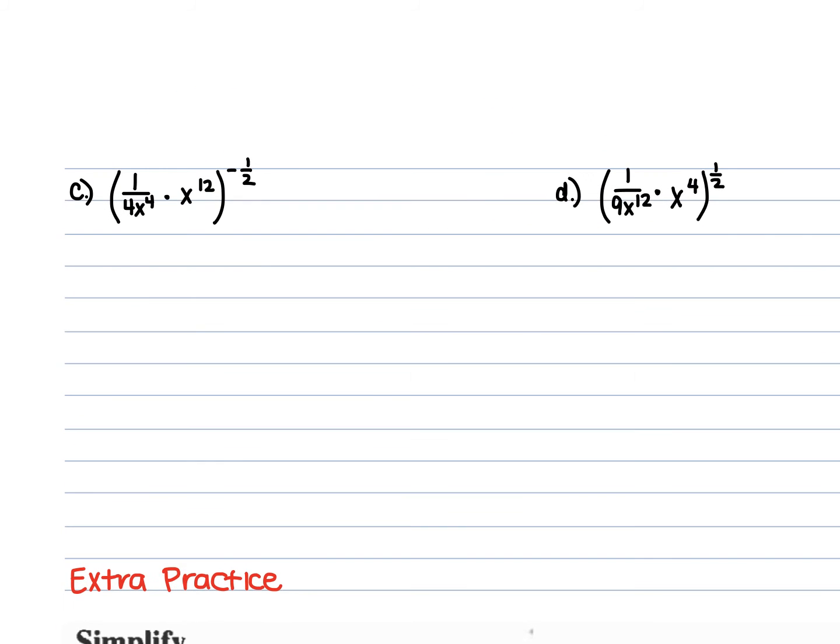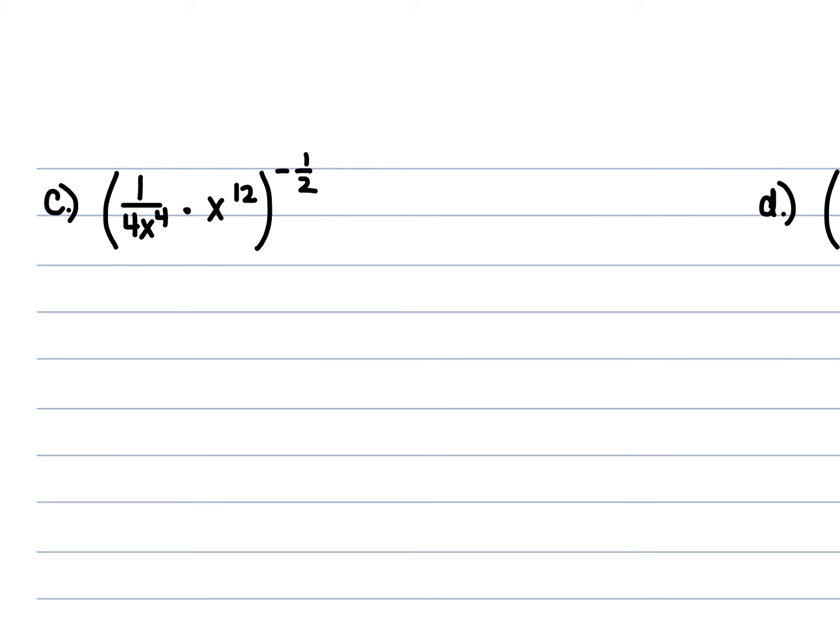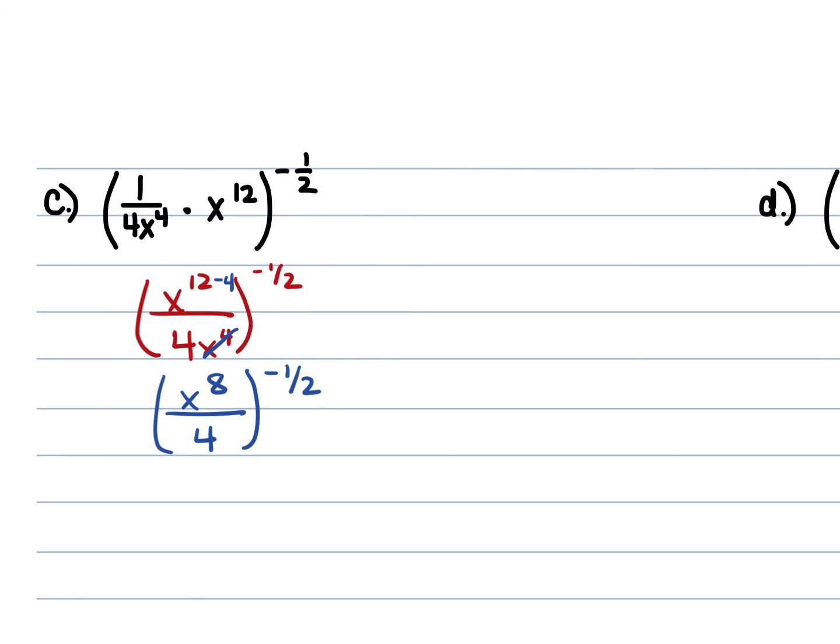For example, C, we have 1 over 4x to the 4th power times x to the 12th power, all raised to the negative 1/2 power. If you would like to, you can simplify what's inside those parentheses first, and this is just going to give us x to the 12th power over 4x to the 4th power, all raised to the negative 1/2. If we were to simplify that fraction inside the parentheses, we're going to subtract the 4 from the 12. So this is going to be x to the 8th power over 4, all raised to the negative 1/2 power.